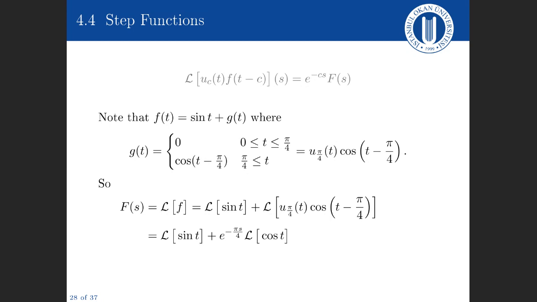This is the same as the Laplace transform of sine plus e to the power minus pi s over 4 times the Laplace transform of cos. We know the Laplace transform of sine, we know the Laplace transform of cos. We have 1 over s squared plus 1 plus e to the power minus pi s over 4 times s over s squared plus 1. And that's how we solve a problem like this.